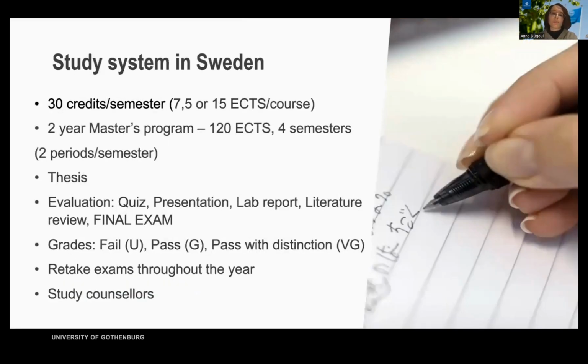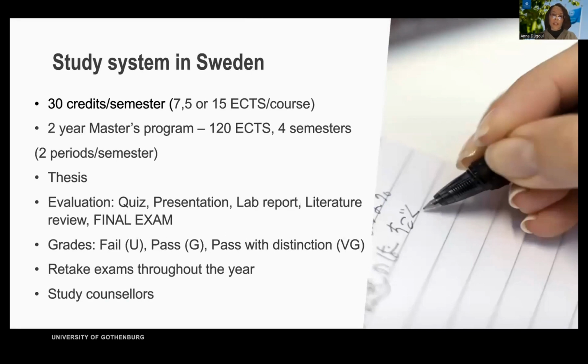The study system in Sweden, I would say, is quite easy. You have 30 credits per semester if you study full time. That can be courses of 7.5 or 15 credits. The 2-year master program is 120 credits, so you have 4 semesters with 2 periods in each semester, fall and then spring. You can do a master thesis of 30, 45, or 60 credits, depending on the program that you are studying.